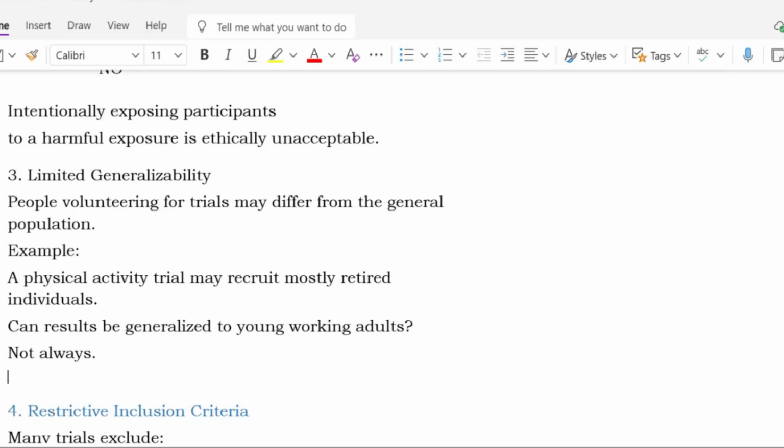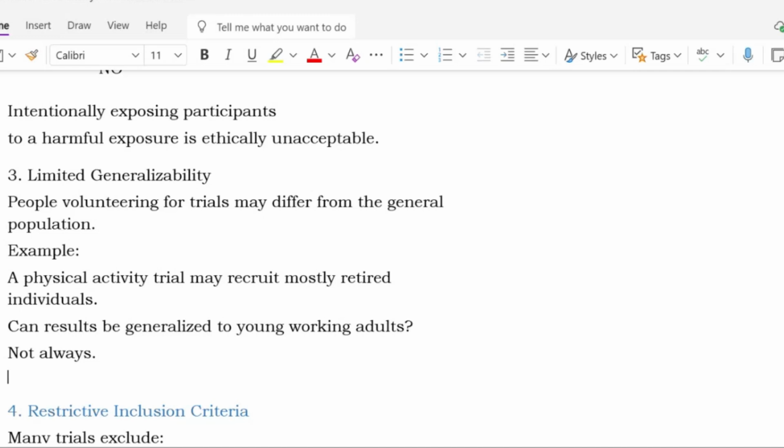For example, a physical activity trial may recruit mostly retired individuals. Suppose we carry out a trial for physical activity; you are likely to get more elderly individuals because they are retired people, and they have the time. So you may get people from that particular class. But if you want to extrapolate your reports to the young population, and the young population is not in the study, then that is not valid. So there are certain limitations about generalizability.